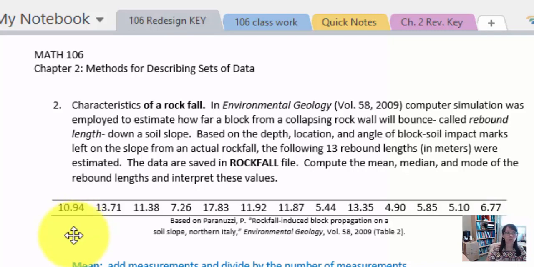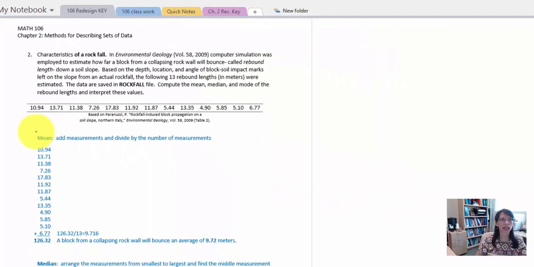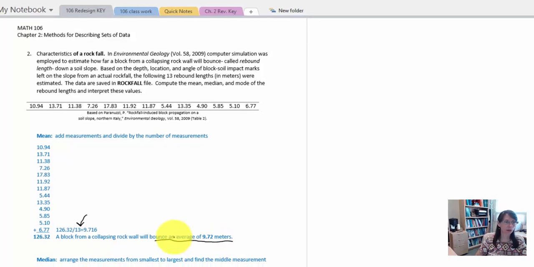We are given the 13 measurements for the data, so to calculate the mean, we will add all of the measurements and divide by the number of measurements. So once we add, the total is 126.32, and then we will need to divide by the 13 measurements to end up with 9.716. So this number, 9.716, represents that a block from a collapsing rockfall will bounce an average of 9.72 meters. So that's our interpretation of that number.